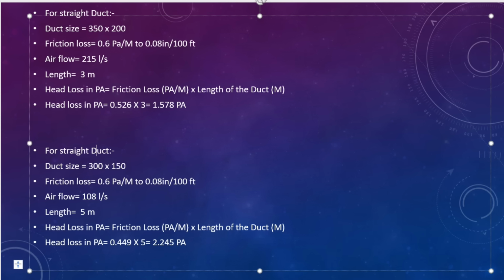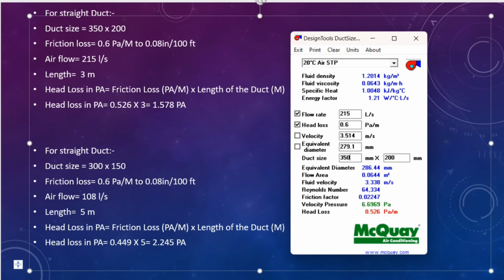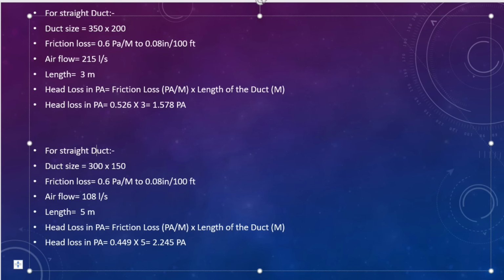And coming to the next straight duct, the flow after the reducer is 108 liters per second. So friction loss is same and the duct size is 300 and you will get 125. 125 is not an available duct size, so you have to make it the next value, 150. So now the friction loss is 0.449 Pascal per meter, which you see here. Okay, so that I need to apply here for the calculation.